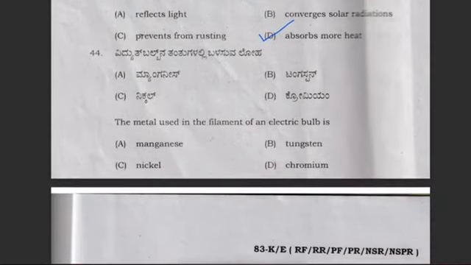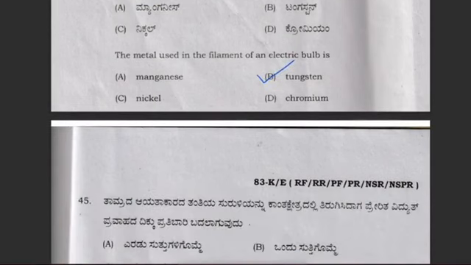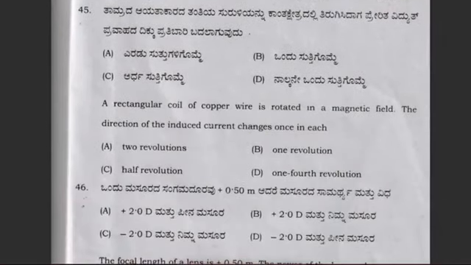The metal used in the filament of an electric bulb is tungsten. A rectangular coil of copper wire is rotated in a magnetic field. The direction of the induced current changes once in each half revolution. So in one revolution, it changes two times.